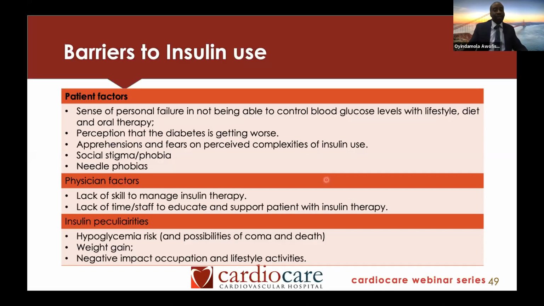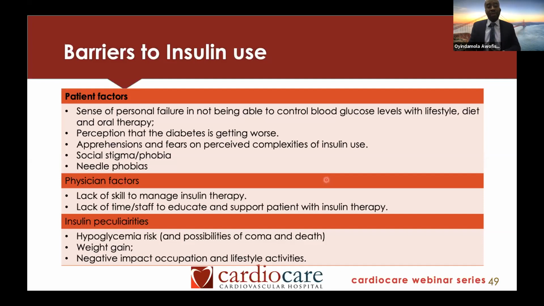So one of the patient factors is a sense of personal failure in not being able to control their blood glucose level with lifestyle diets and on oral treatment. I'm sure it's a common situation for patients to say, I'm doing this now, I'm not eating anything now, but I exercise every day, I do this. They see it as a personal failure because they know of other people that have had diabetes perhaps longer than them, and the oral agent is still working and they are not requiring insulin therapy.